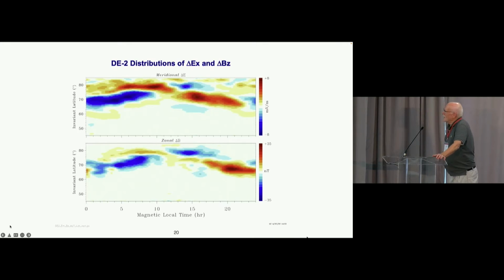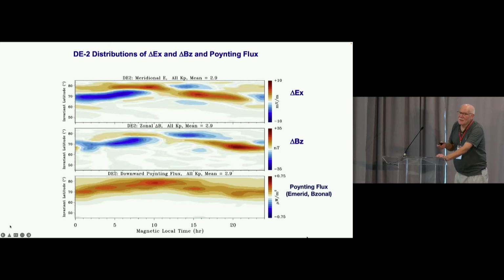Now we can do the distributions of the delta E and delta B, just what I showed you before, but now on a rectangular plot of invariant latitude versus magnetic local time. It's sort of nice how they weave through each other. So these are the two components we've been looking at, and now we can calculate the Poynting flux associated with these, as we do here. Again, it's just these two components, but I think it's quite illustrative.